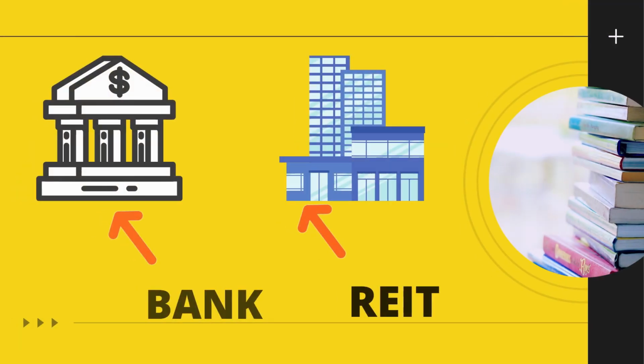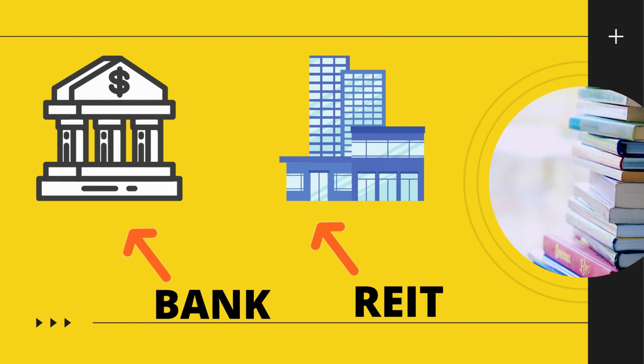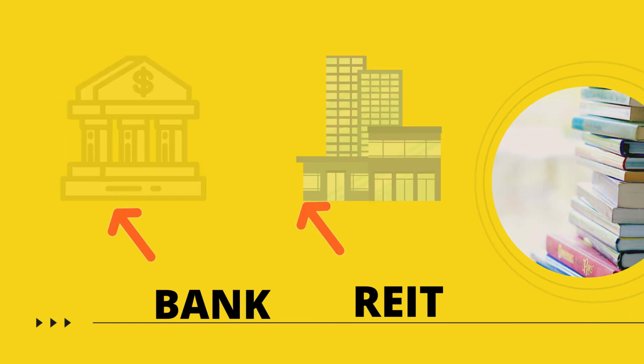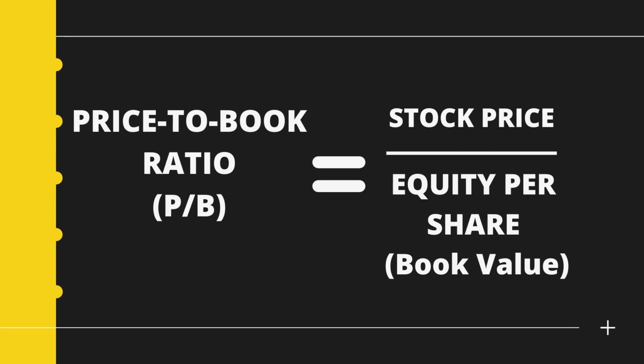Another valuation ratio we can use is the price to book ratio. It is used more commonly for companies with large asset base like a bank, a property company, or a REIT. The formula is the stock price divided by the shareholders' equity per share. A company with a price to book ratio of 1 means that it is valued exactly the same as its shareholders' equity in the balance sheet.